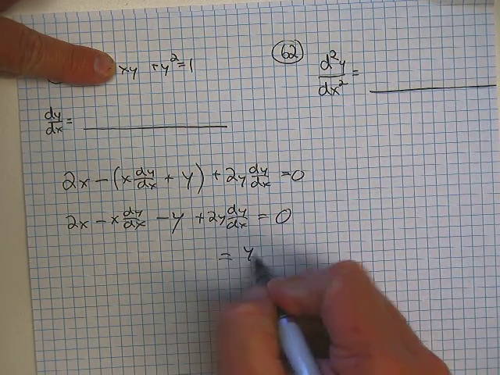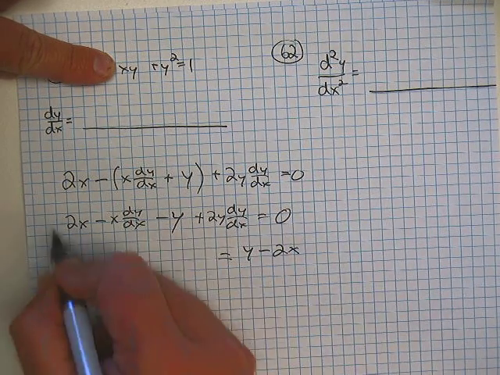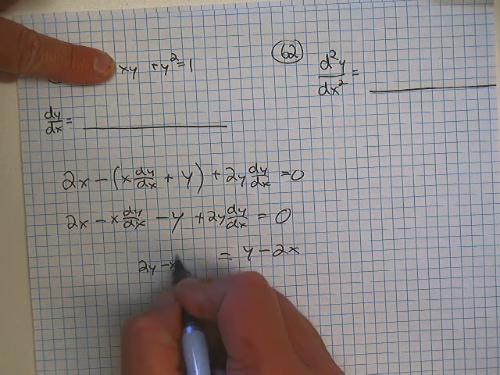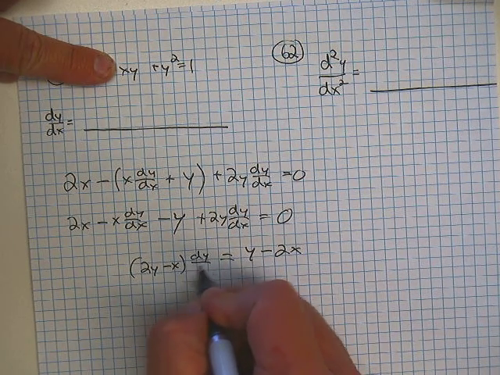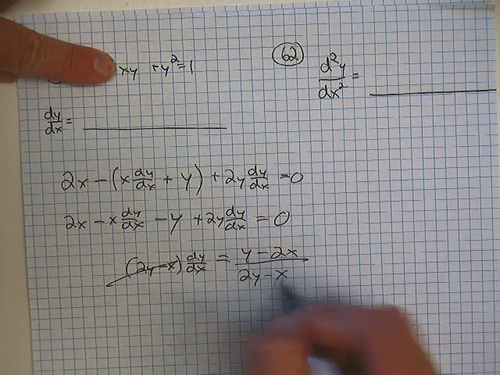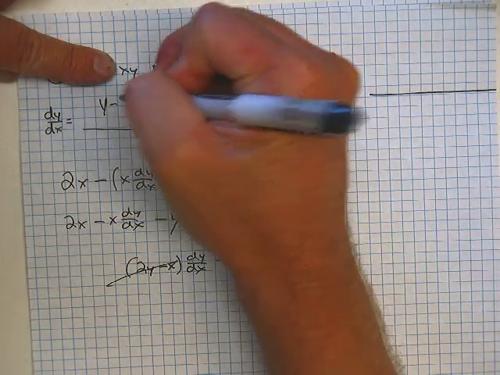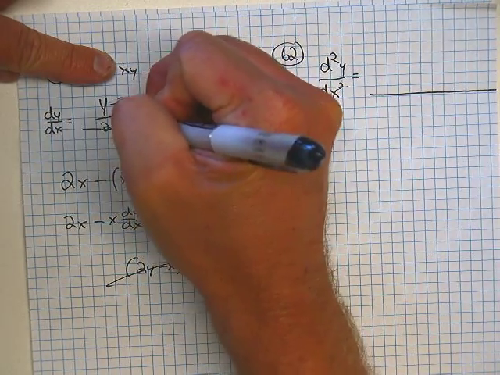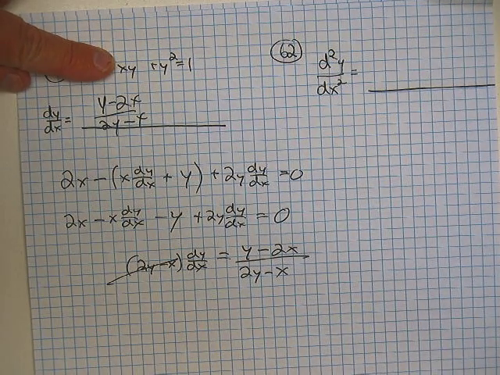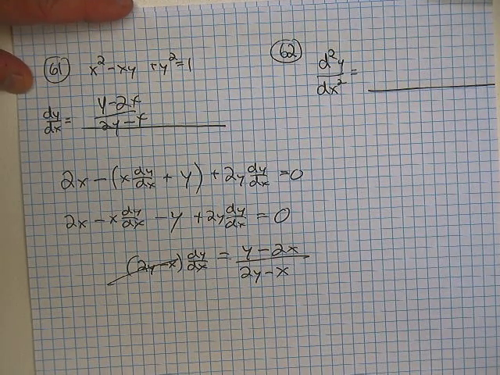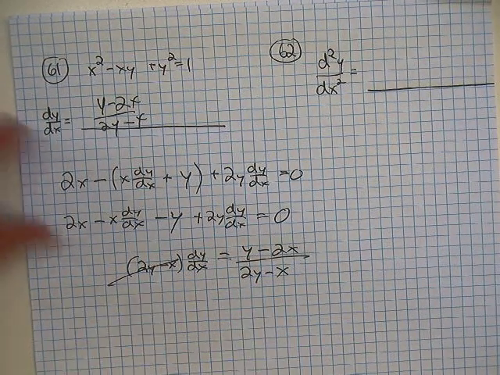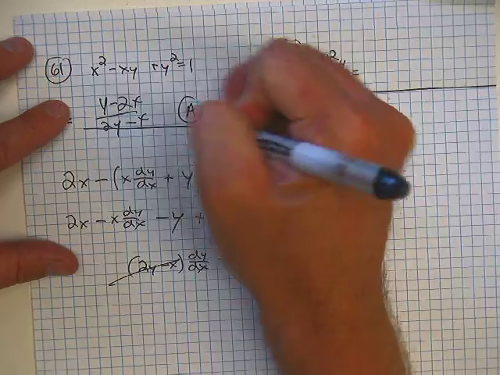In one step, I'm going to factor out the dy/dx's and move these over to the other side. This becomes y minus 2x. That's just adding it and subtracting that. Factor out a dy/dx, and that gets me 2y minus x dy/dx. And divide by 2y minus x, and we get this. So our answer is y minus 2x over 2y minus x. We look at our multiple choice. This is problem number 61. Our answer, y minus 2x over 2y minus x, is A. So the answer is A on our paper.